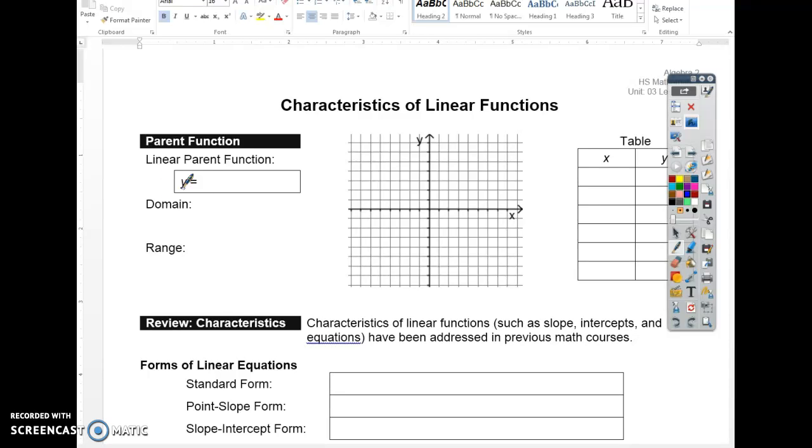y equals x. So we just write y equals x. Okay? And then the domain and the range is something that we haven't talked about yet. We're going to talk about it this week. But the domain is all real numbers for y equals x, for the linear parent function. So you would put all real numbers. Okay? And the range is also all real numbers.